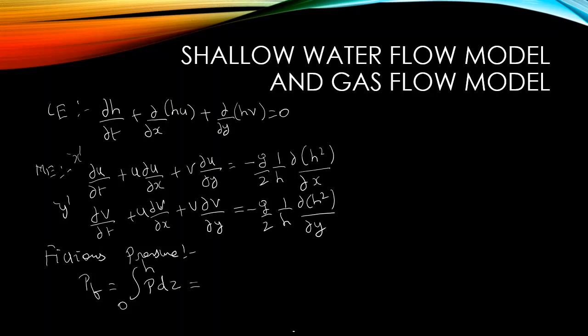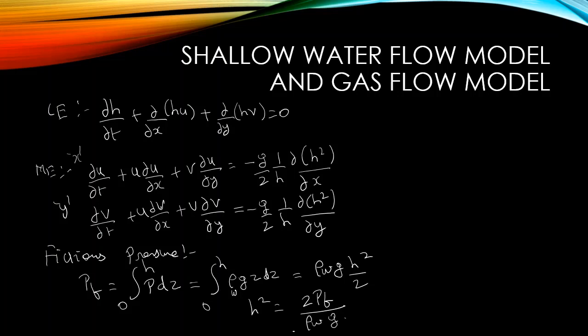So here, what is your P? The P is rho g z, right? Rho g z into dz, and this rho is nothing but water, in shallow water flow equation. Finally after integrating this step we obtain the value as rho w g h square by 2, right? And then from this you can write the value of h square as 2 Pf divided by rho w g. So this is your h square equation, right?